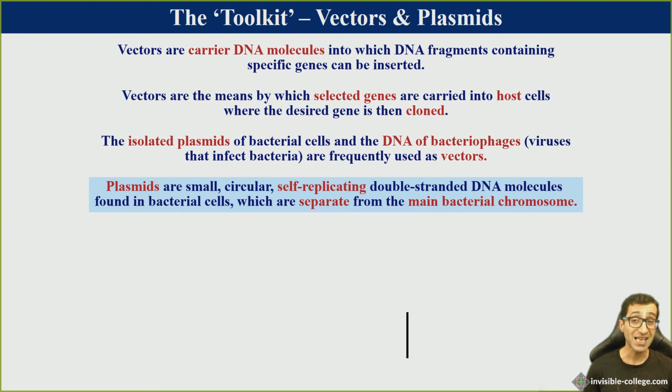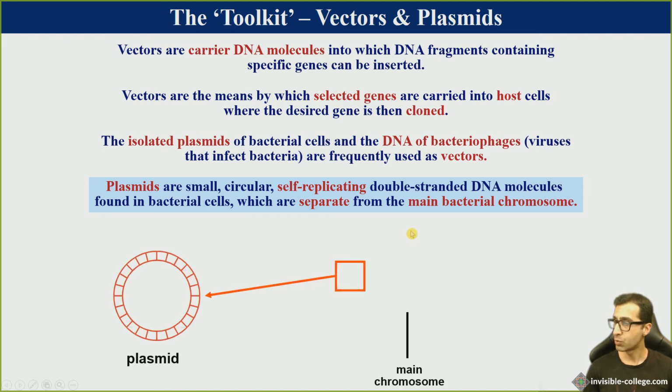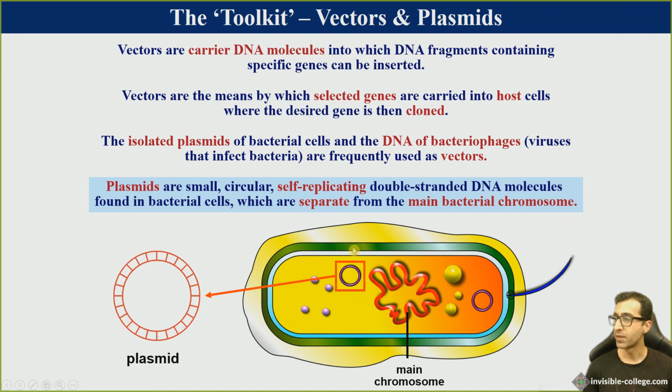Now again, to remind you, plasmids are small, circular, self-replicating, double-stranded DNA molecules found in bacterial cells which are separate from the main bacterial chromosome. Not sure why that diagram is not showing up. There we go. So here is the main chromosome of a bacterium, and to remind you, the plasmids are these smaller, circular rings of DNA. And these circular rings of DNA, which we call plasmids, are normally used by bacteria to transfer genetic information between each other.